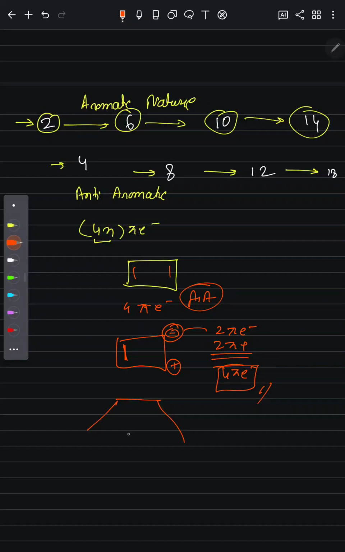And this type of molecule, just like boron, has an empty p orbital, so conjugation is also present here. It is also 4 pi electrons, and it is also anti-aromatic.